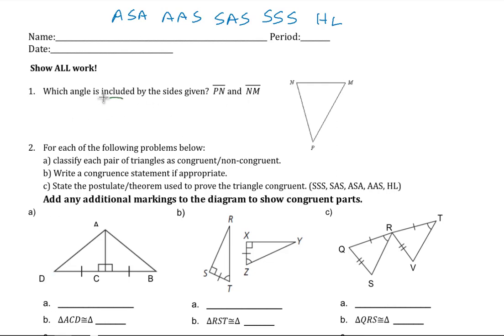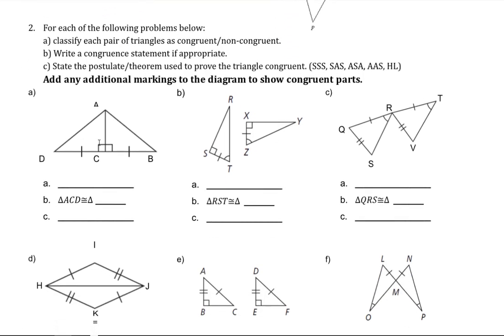In this video, we're looking at some typical problems. So for the included angle, we want to look at the angle that is in between the two sides, or the angle that hooks the two sides together. So that's going to be the angle that's at N. So angle MNP is the included angle. Sets up a SAS pattern.